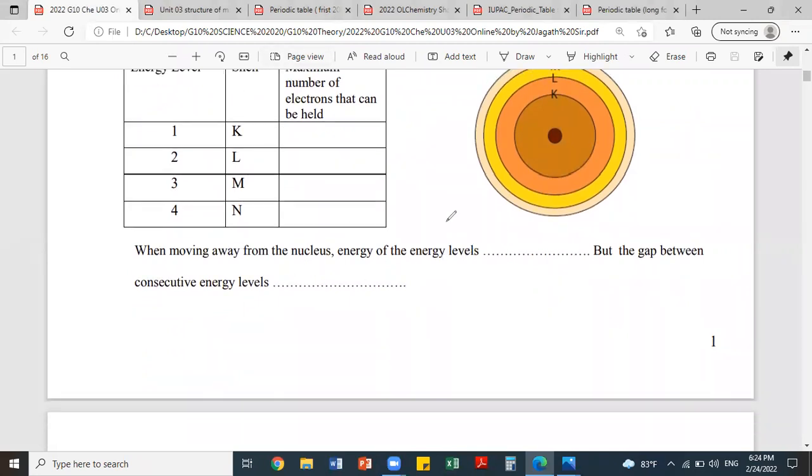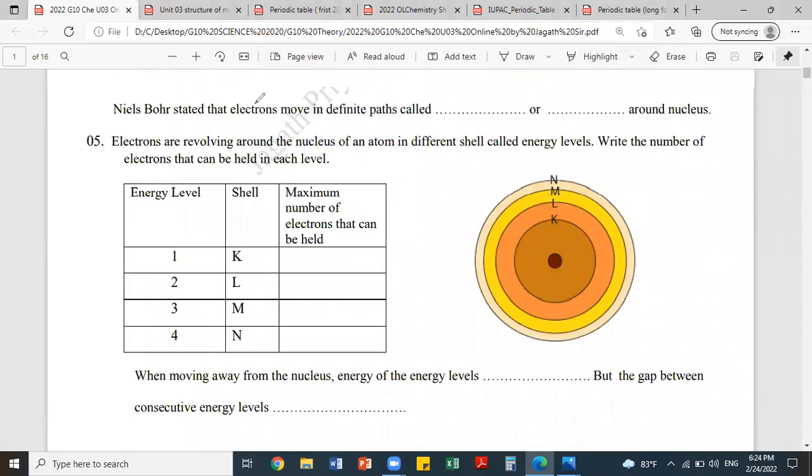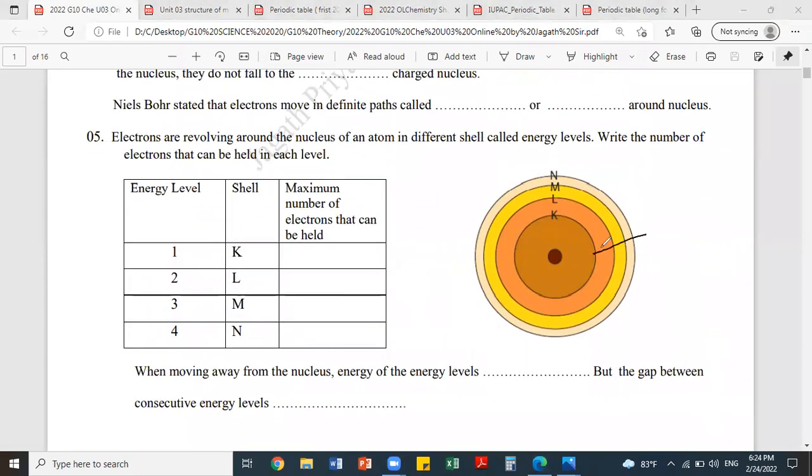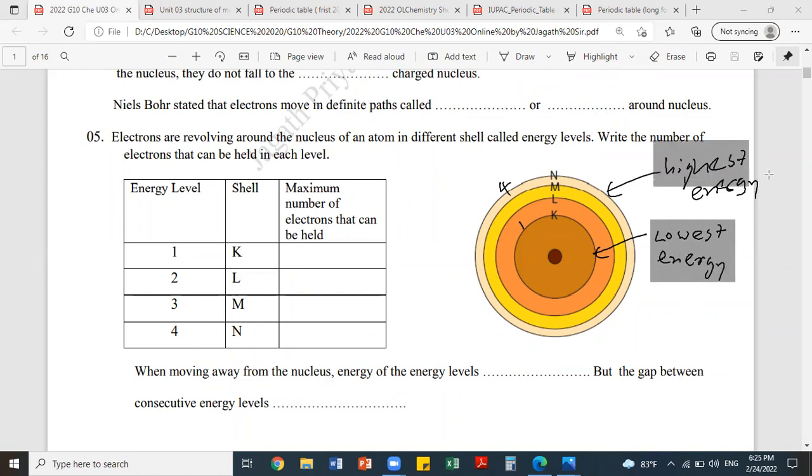So you can write digital finish. One more thing you can write in your diagram: at the innermost shell, K, write lowest energy. The first energy level has the lowest energy, and the last energy level has the highest energy; for example, here the fourth energy level has the highest energy. Please label the energy levels with the highest and lowest energy. Lowest energy, first energy level; highest energy, last energy level.